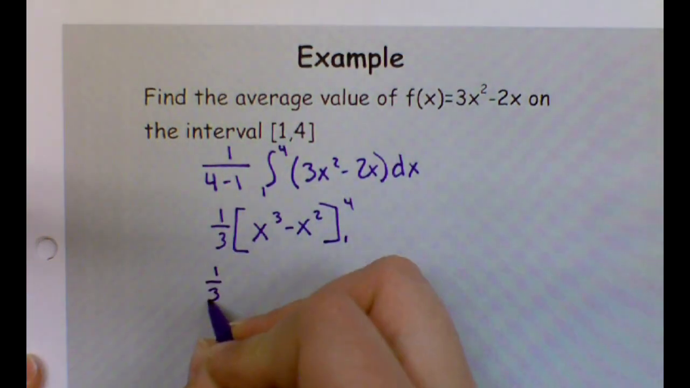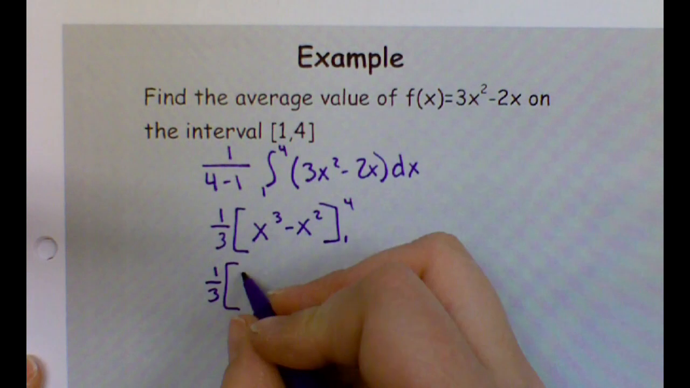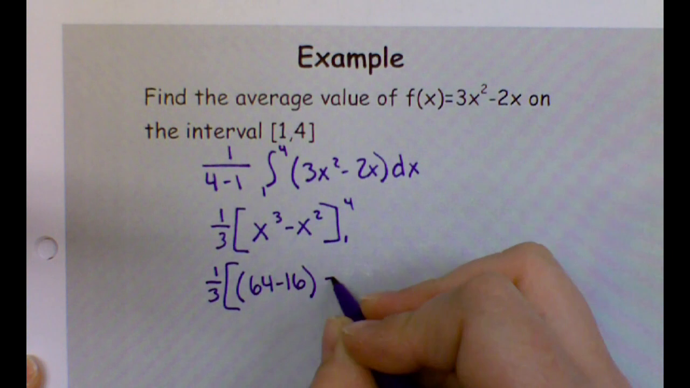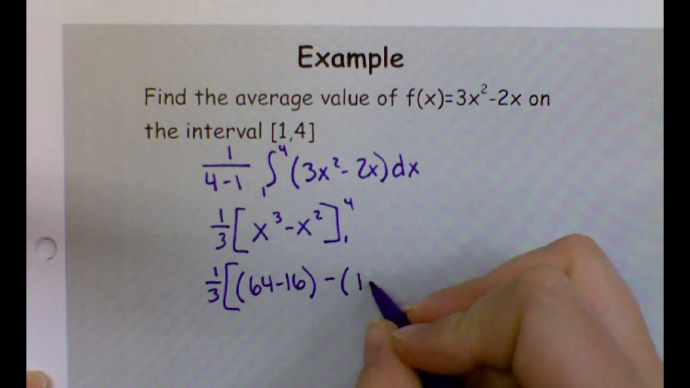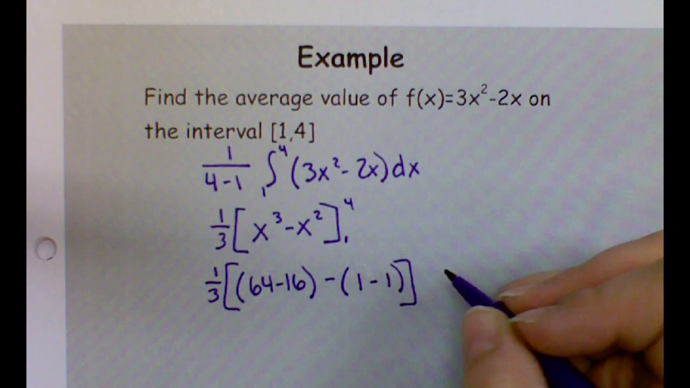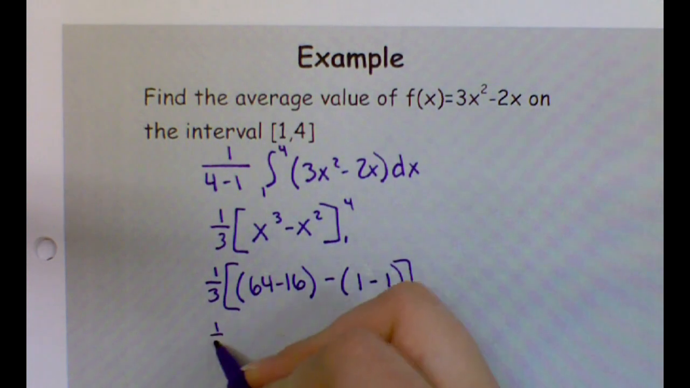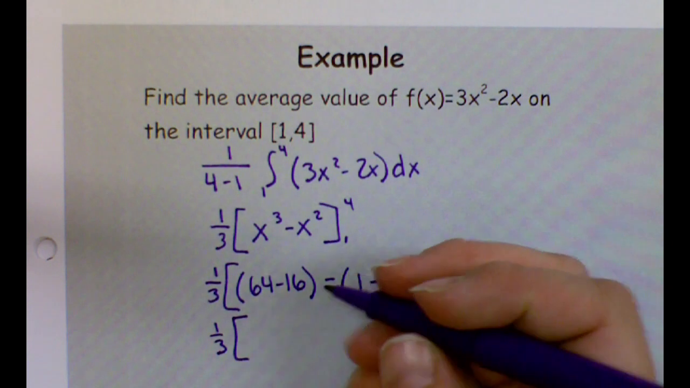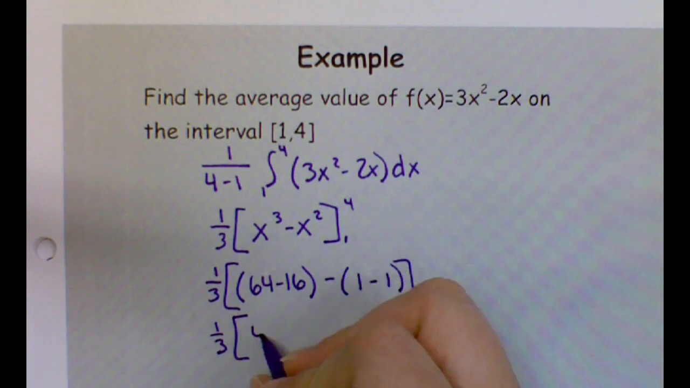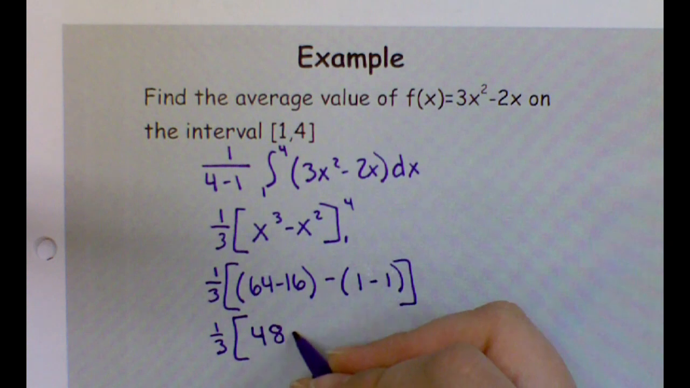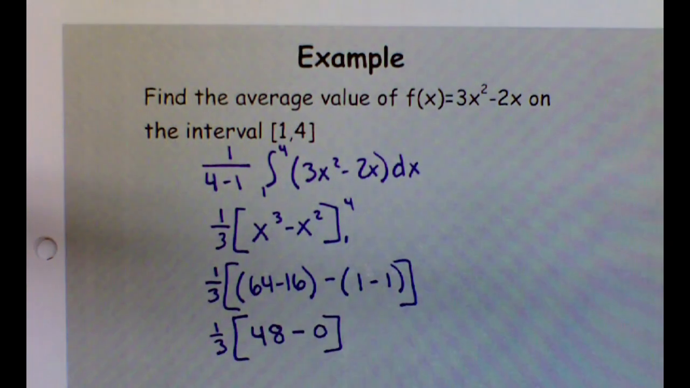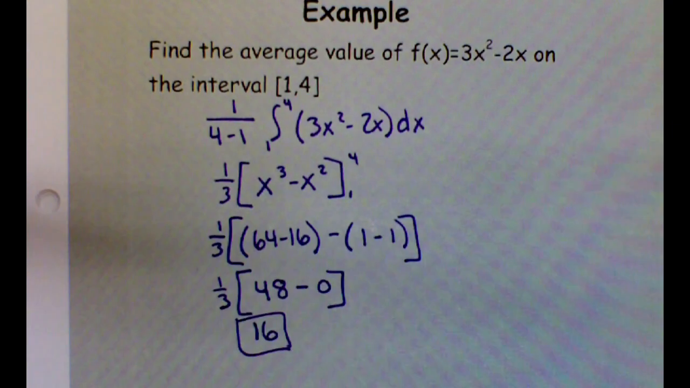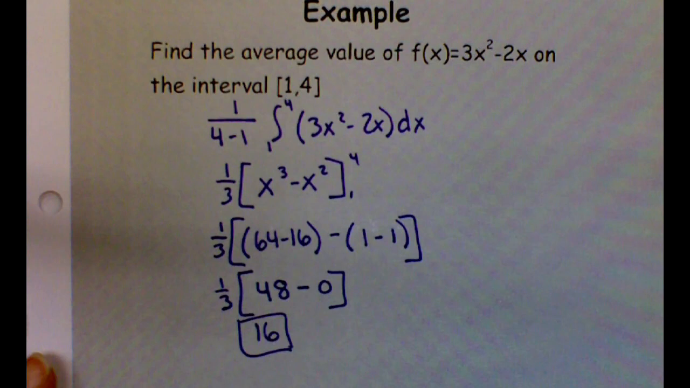So I have 1/3 times, let's plug in 4. 4 cubed is 64, minus 4 squared is 16, minus, let's plug in 1. 1 cubed is 1, minus 1 squared is 1. So that's 1/3 of 64 minus 16, which is 48, minus 0. So really I have 1/3 of 48, which is 16. The average value of that function is 16.